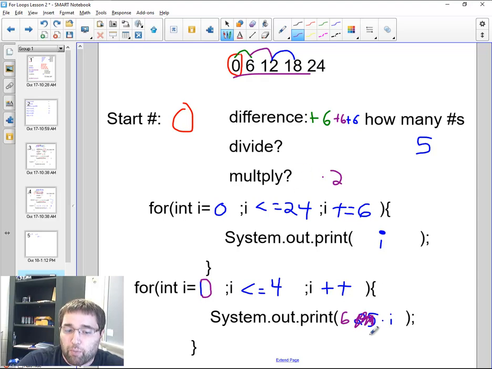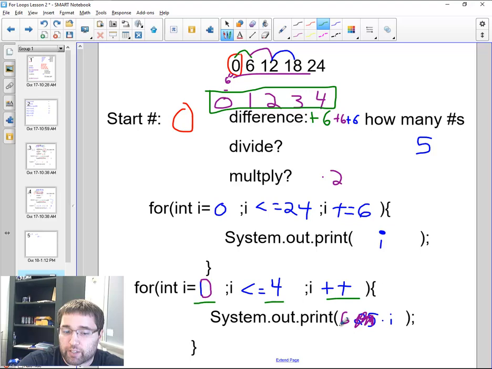How can I multiply by 6 to get 0? What times 6 equals 0? 0. What times 6 equals 6? 1. What times 6 equals 12? 2. Blah, blah, blah, 18. 3. Blah, blah, blah. 4. We have a new array, 0 to 4. Start at 0, go to 4, increase I, multiply by 6.